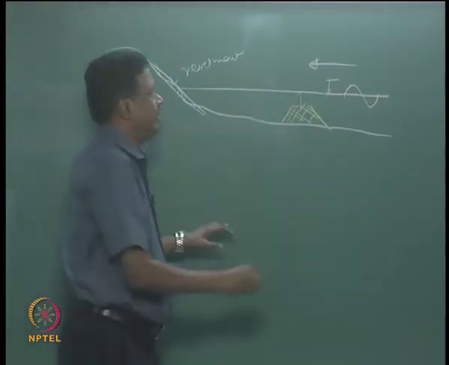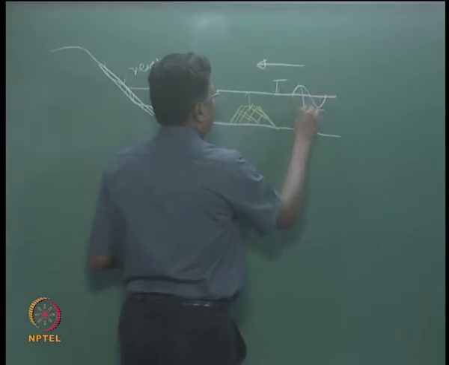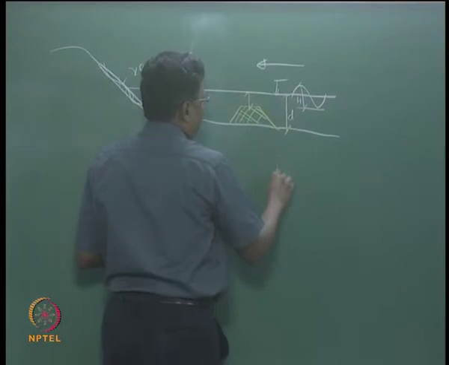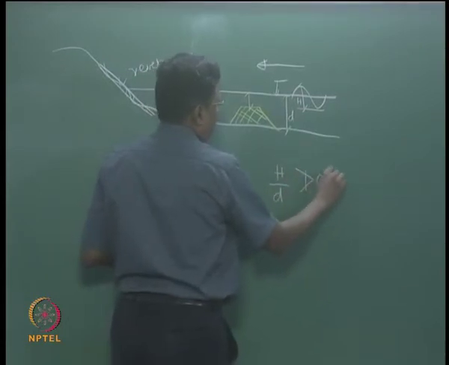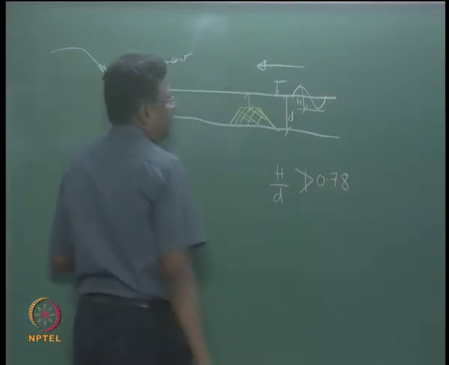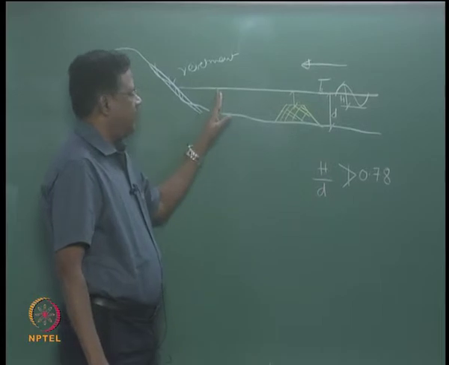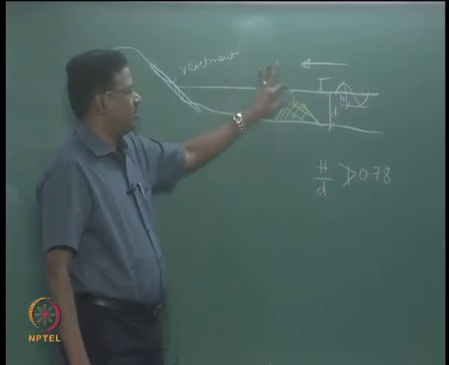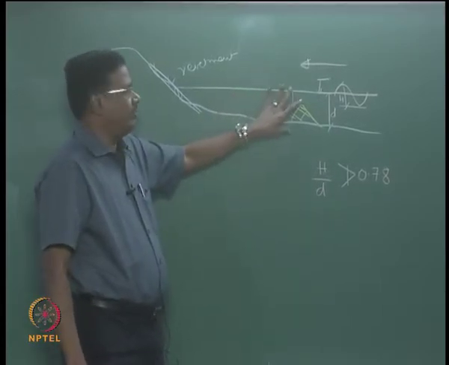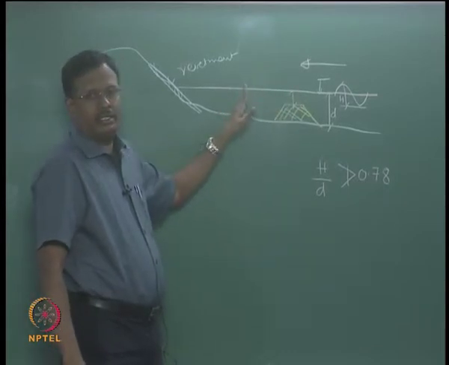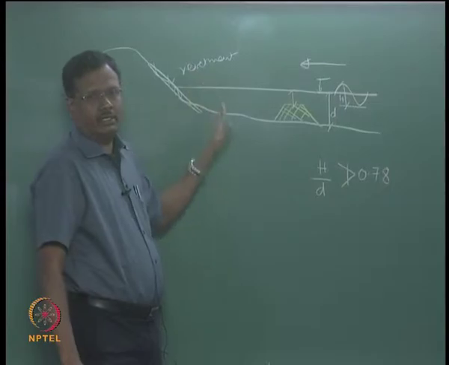So breaking wave height is, suppose this is your wave height h and this is your water depth d, h by d cannot be greater than 0.78. So instead of the wave breaking somewhere here, since we have reduced the water depth here, the wave will break here, that means the wave beyond this point will not have any energy, so it will not create any erosion.